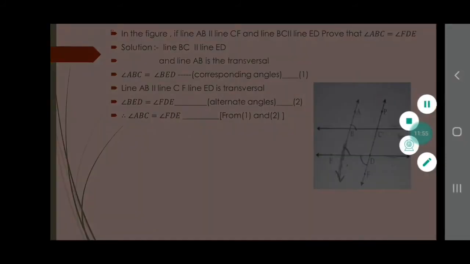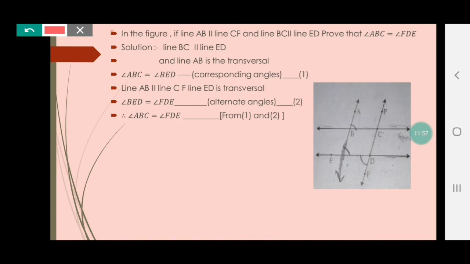Okay. So for our convenience, what I have done is, I have extended this line so that it becomes easier for us. Otherwise, we are confused in doing the problem, right? But it is a very easy problem, right? Now what is given to us? Given part is BC. Now find out BC. BC is parallel to ED.